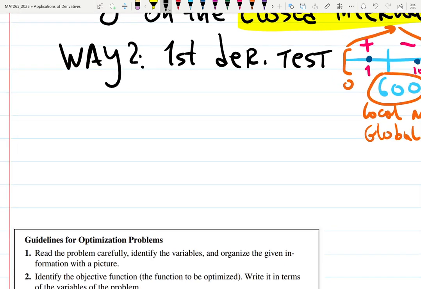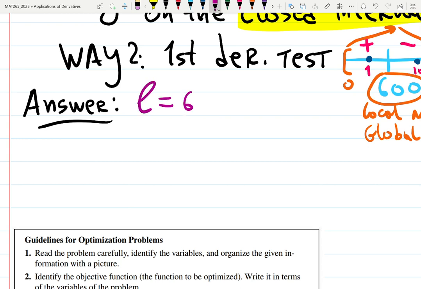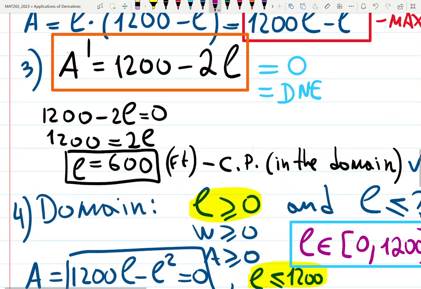Solution or answer. Let's do answer. Answer. I'll put it in pink. L equals 600 feet. Yay! Is that a good answer? What do you think? You gotta find the area. That's not what we're asked to find. Go back and read carefully. You need to know what you're answering.